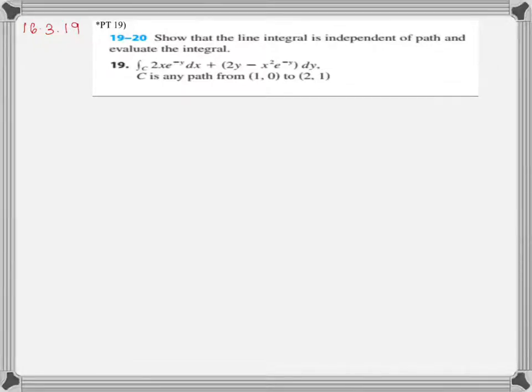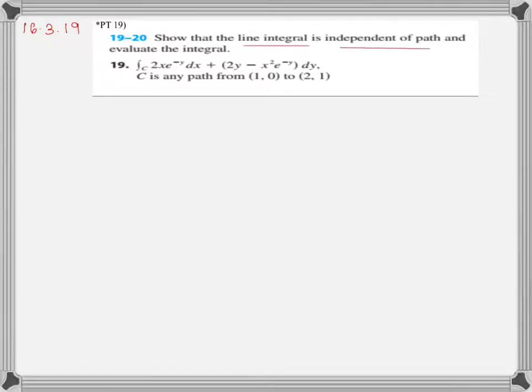Hi, in this video, I will be showing you problem number 19 of chapter 16, section 3. Show that the line integral is independent of the path and evaluate the integral. Integral over C of 2x e to the negative y dx plus 2y minus x squared e to the negative y dy. C is any path from (1, 0) to (2, 1).